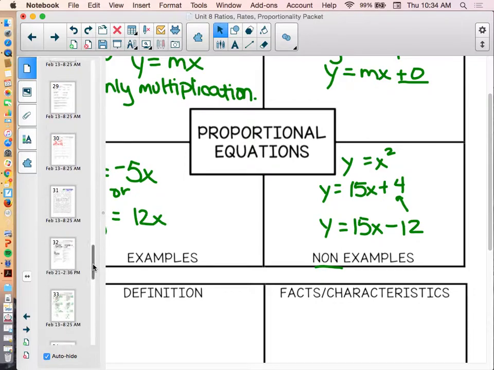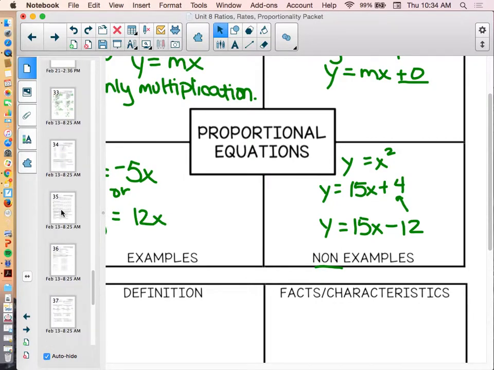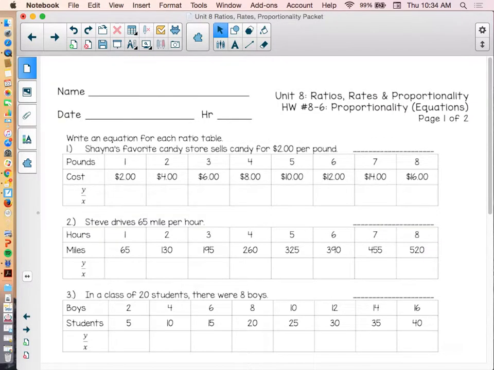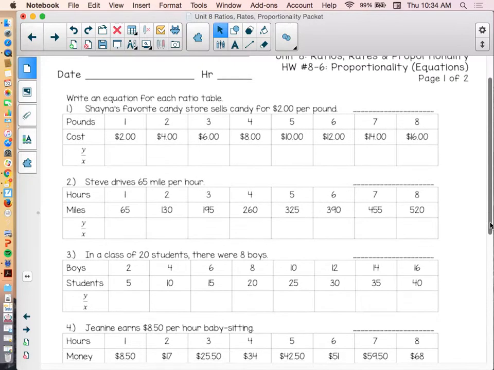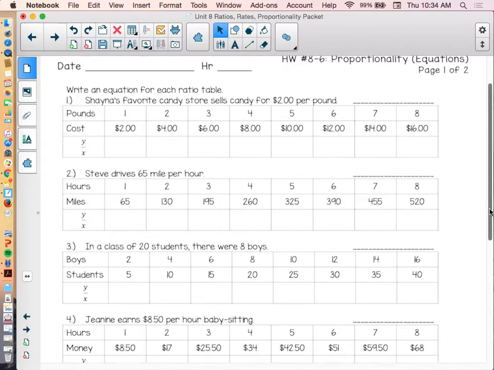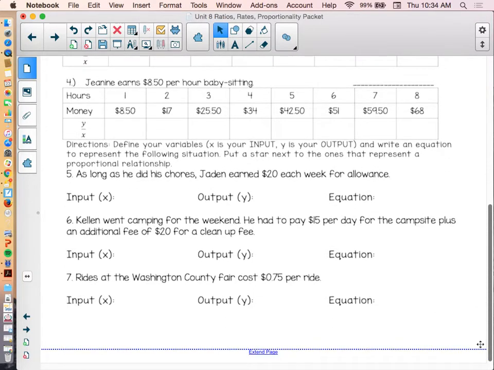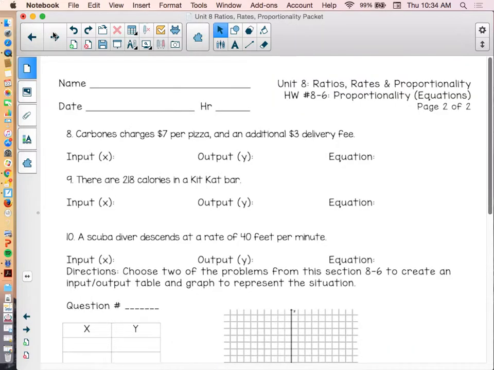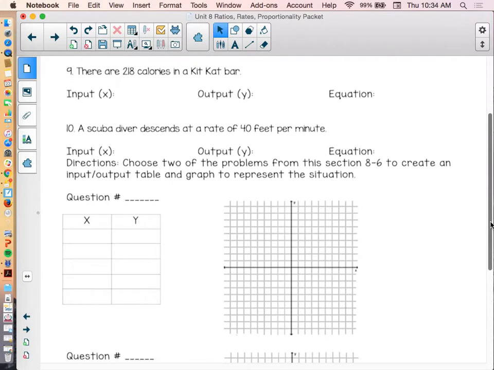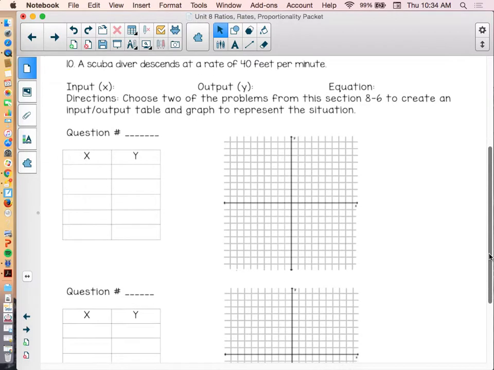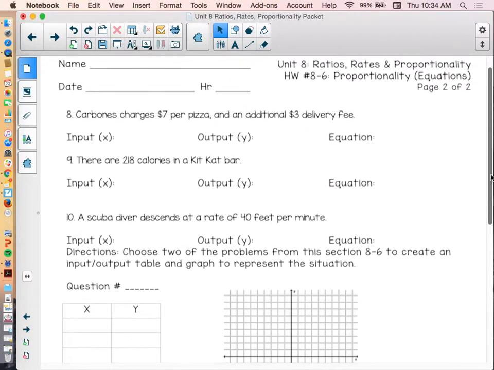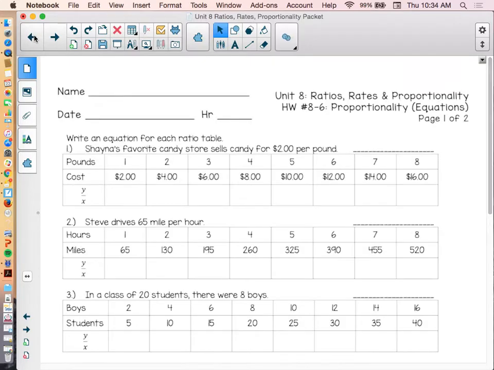So please go ahead and go to 8.6, the page in your packet. Looks like this. And we are writing equations from a ratio table. We're also writing equations given a situation. And then on the back side, we're even going to be looking at a graph and then writing an equation. So let's go back to this page.